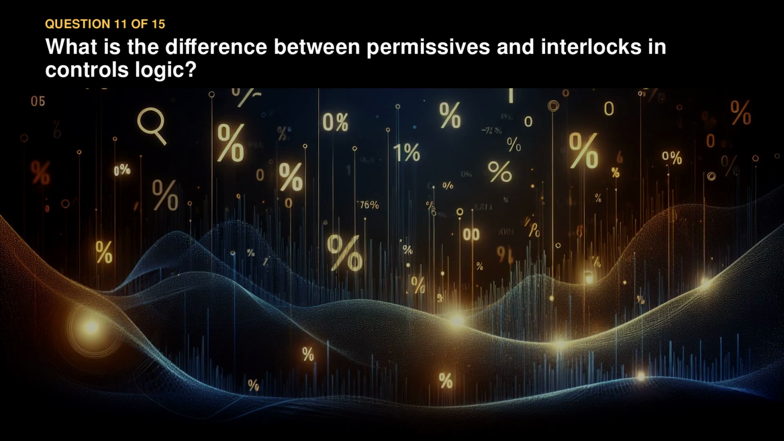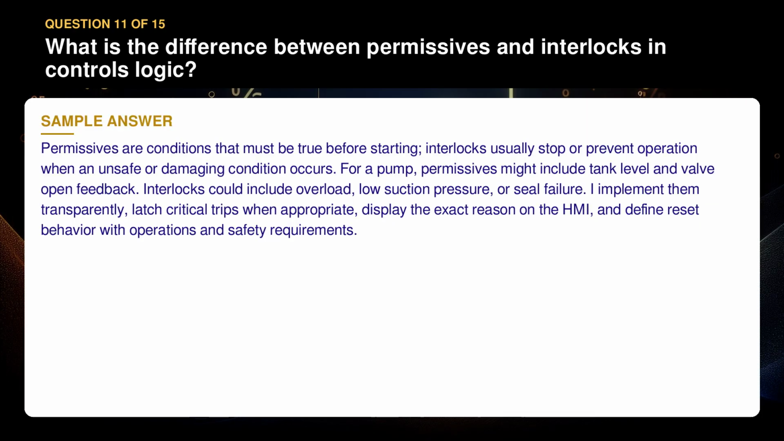Question 11. What is the difference between permissives and interlocks in controls logic? Permissives are conditions that must be true before starting. Interlocks usually stop or prevent operation when an unsafe or damaging condition occurs. For a pump, permissives might include tank level and valve open feedback. Interlocks could include overload, low suction pressure, or seal failure.